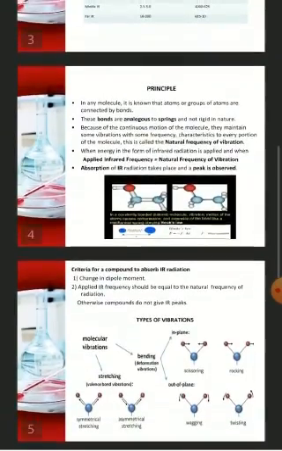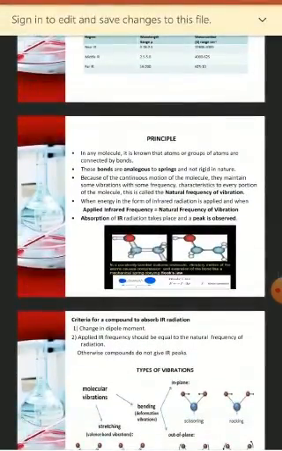Now we have seen the principle of IR spectroscopy. In any molecule, it is known that atoms or groups of atoms are connected by bonds. These bonds are analogous to springs and are not rigid in nature. Because of the continuous motion of the molecule, they maintain some vibrations with some frequency characteristic to every portion of the molecule. This is called the natural frequency of vibration.